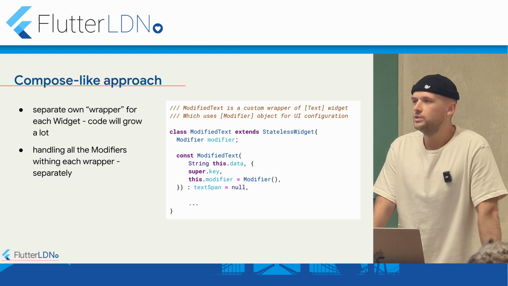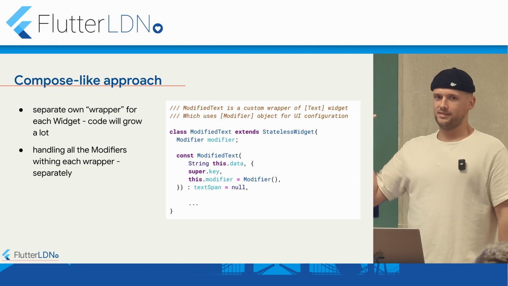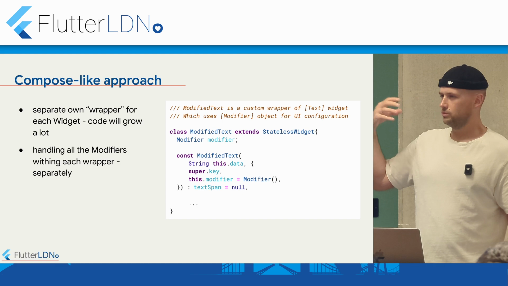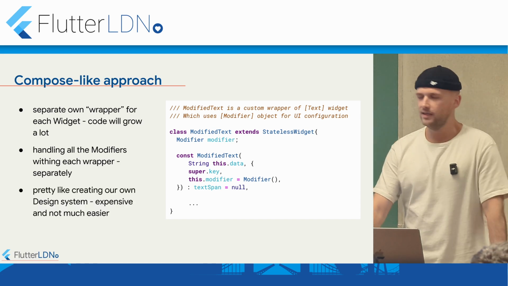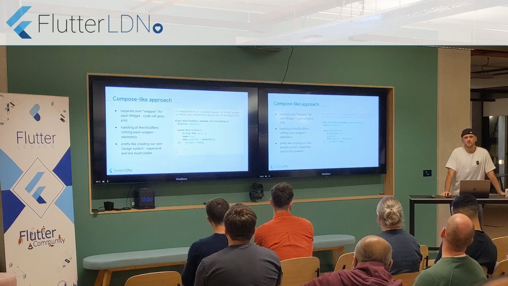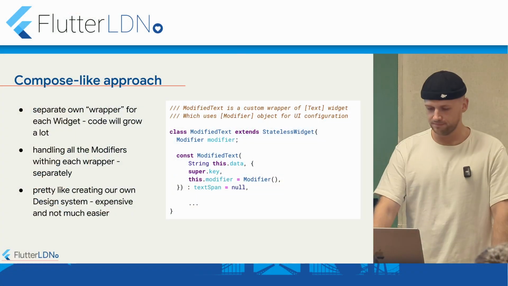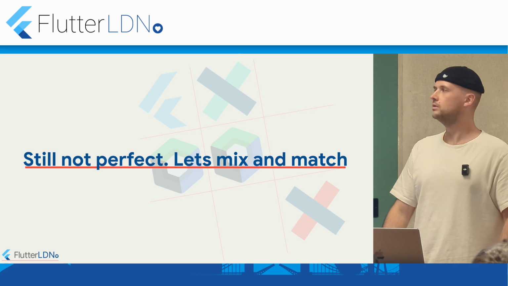It means also we need to handle all the modifiers in each wrapper separately. It's, I don't know, work is not doubled, it's tripled or quadrupled, I guess. And in the end, it's just like creating our own design system. So instead of text, we are going to use modified text. Instead of icon, modified icon, and so on. Not practical. So I was like, yeah, not cool.